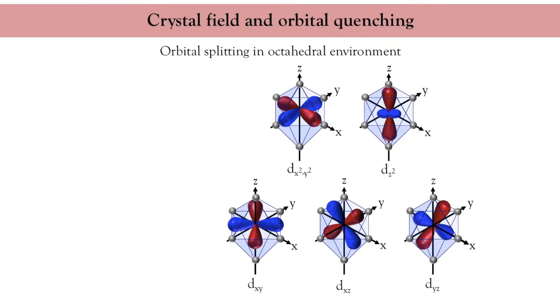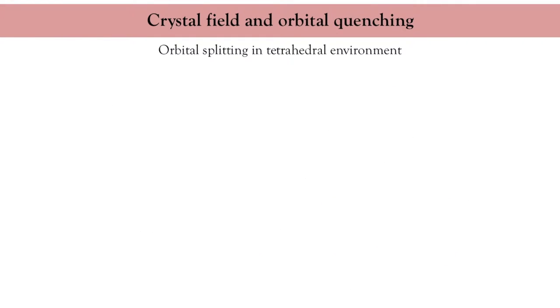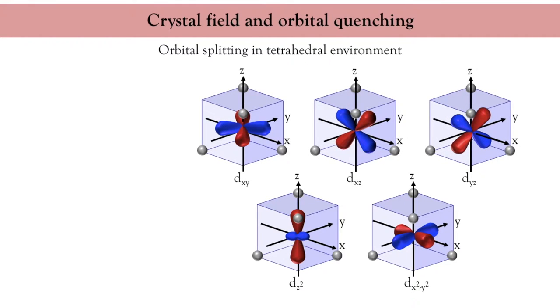Using group theory designation, the dxy, dyz, and dzx orbitals form what is called the T2g state, which is a threefold degenerate state. And the dz² and dx²-y² orbitals form the Eg state, which is twofold degenerate. The energy difference between these two levels is called the crystal field splitting, as it is governed by the crystal structure. Now, if I change the symmetry of the environment, the energy landscape will also change. In a tetrahedral arrangement, the dz² and dx²-y² orbitals have lower energy than the dxy, dyz, and dzx orbitals. In this crystal, the dz² and dx²-y² orbitals form the E state, while the dxy, dyz, and dzx orbitals form the T2 state.